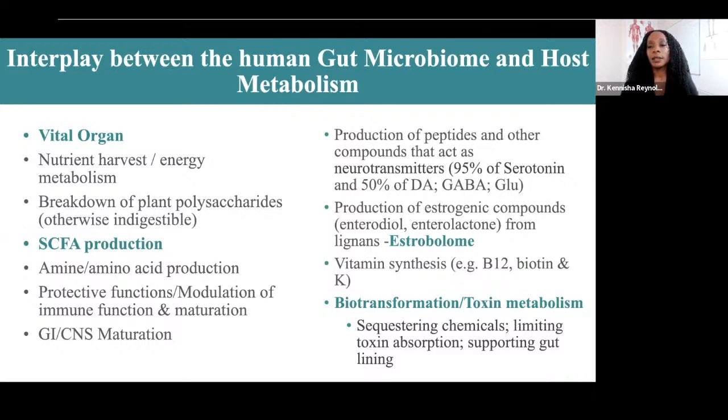So there is this gut-brain connection. The bacteria facilitate estrogen metabolism. There's a collection of bacteria called the estrobiome that helps make sure that estrogen is broken down and eliminated from the body.